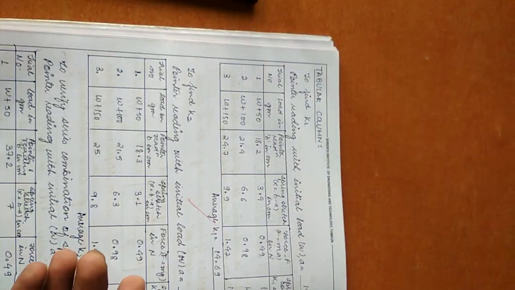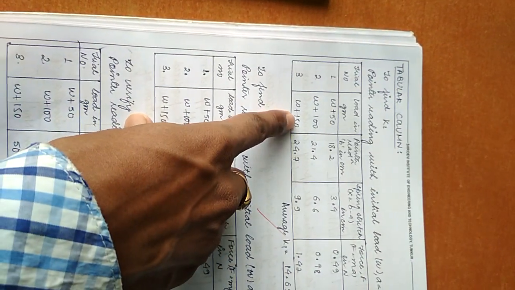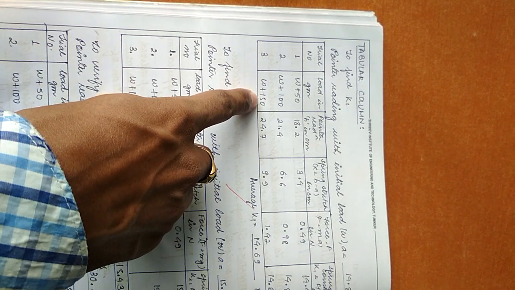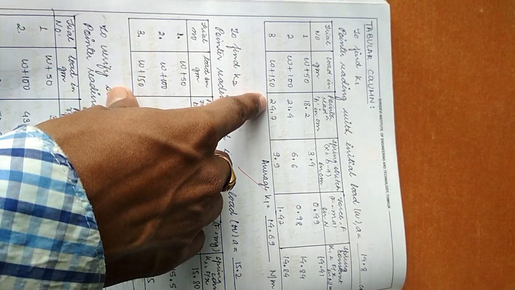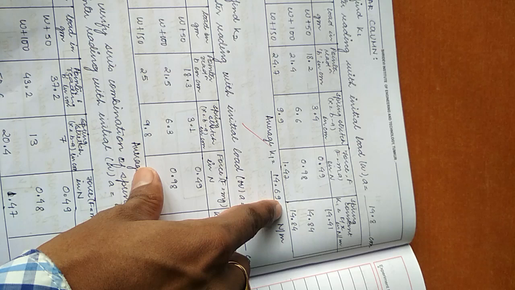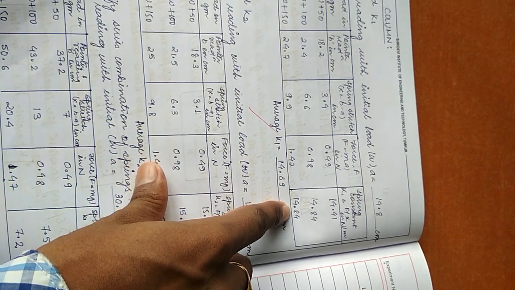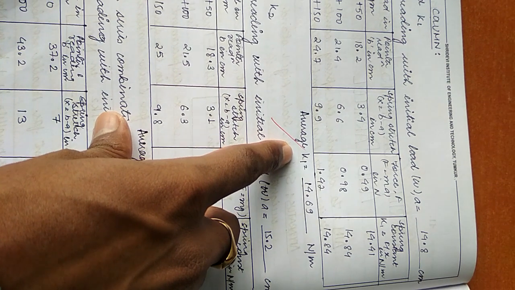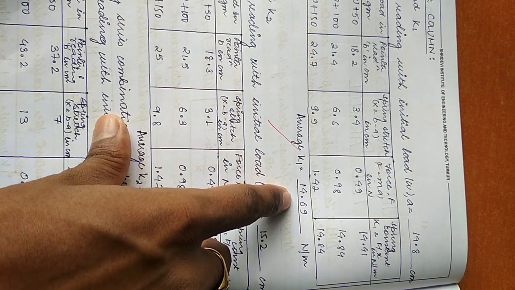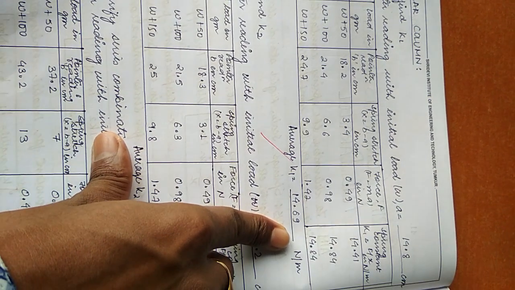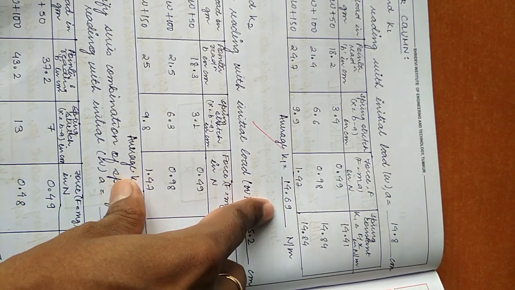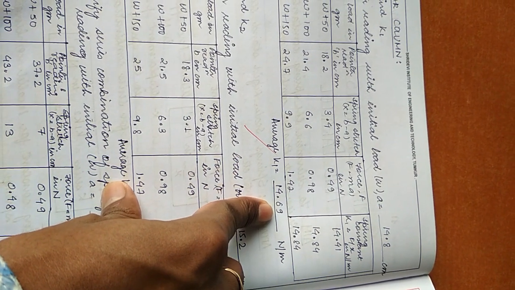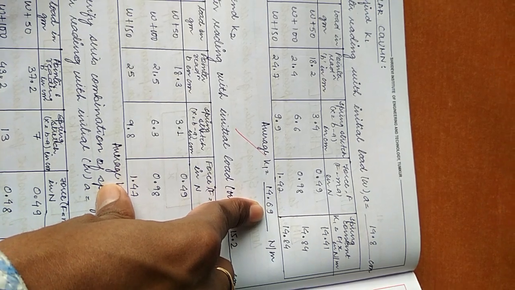Then we apply the same procedure once again, adding one more 50, so it becomes 150. We will get spring constant 14.84. Finally, the average spring constant for spring 1, K1, is equal to 14.69. Then we have the spring constant for spring 1.